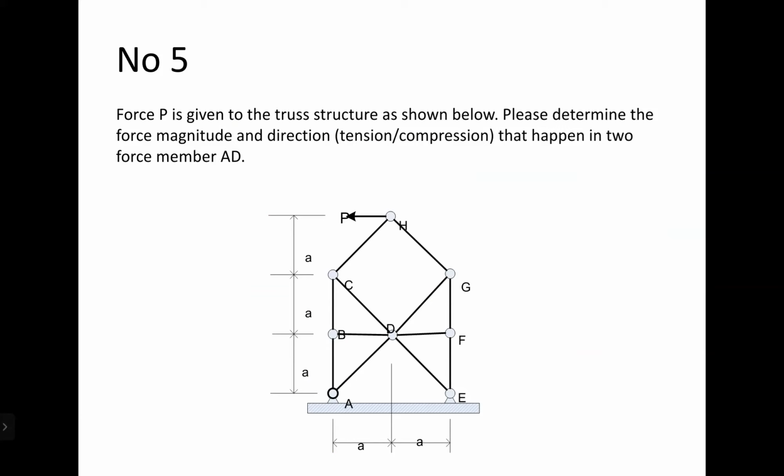Force P is given to the thrust structure as shown below. Please determine the force nature and direction that happen in force member AD. FAD, only FAD. Okay, seems like you are having a problem with this particular problem.